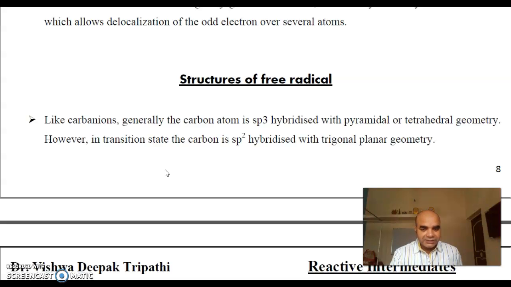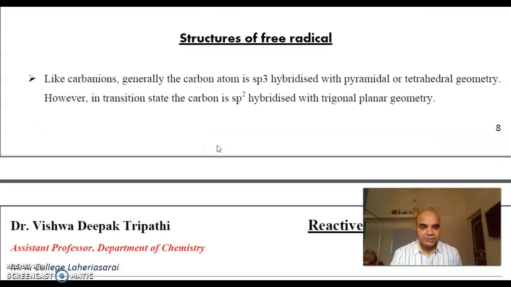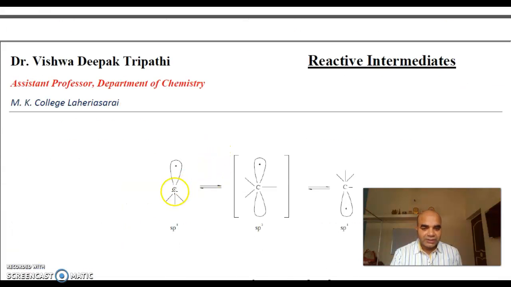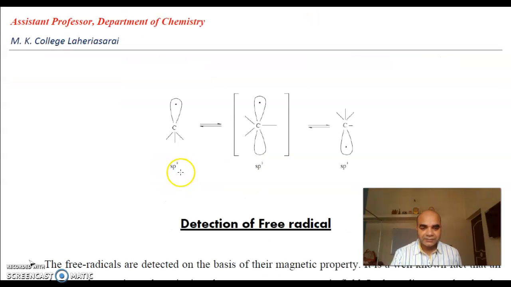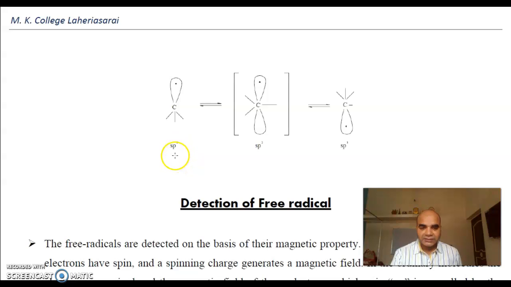The hybridization in carbon free radicals is sp3, like the anions. So the structure should be tetrahedral, and one of the positions of the tetrahedral site is occupied by one unpaired electron. As you can see here, for sp3 hybridization, one of the sites is occupied by the free electron.